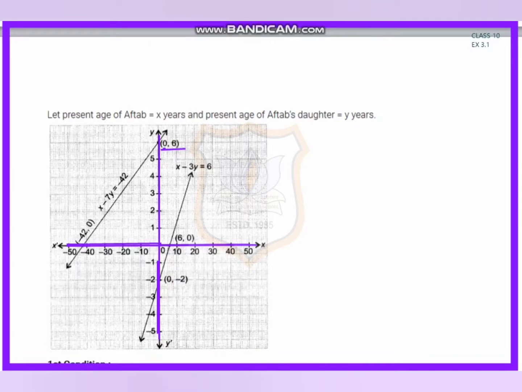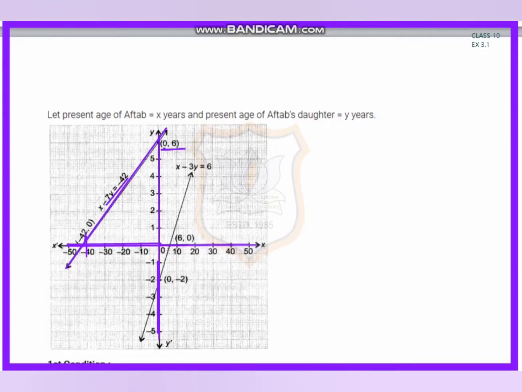At least 2 points are required to plot a line. First we have plotted 0, 6, and another we have plotted minus 42 comma 0. This is the point, this is the point. Now we have to join these points and we get a line. This line has the equation x minus 7y equals 42.